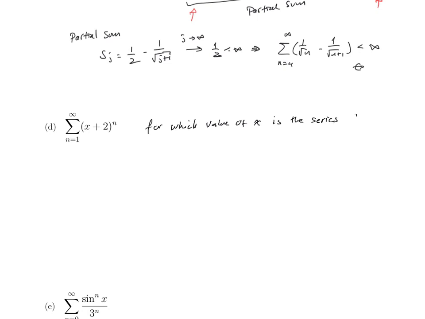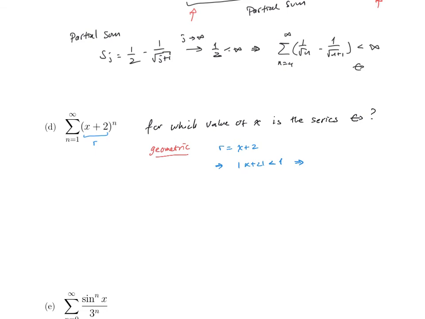So is the series convergent? That's the question. If we identify this as geometric, then we know that a geometric series will be convergent if the absolute value of r is less than 1. Here r is equal to x plus 2, so the absolute value of r has to be less than 1.